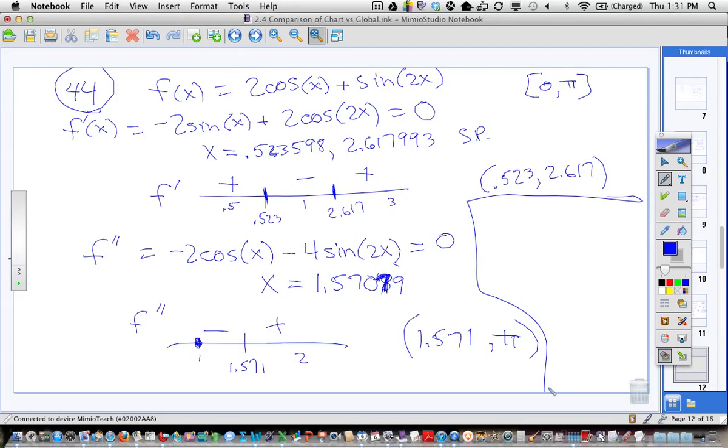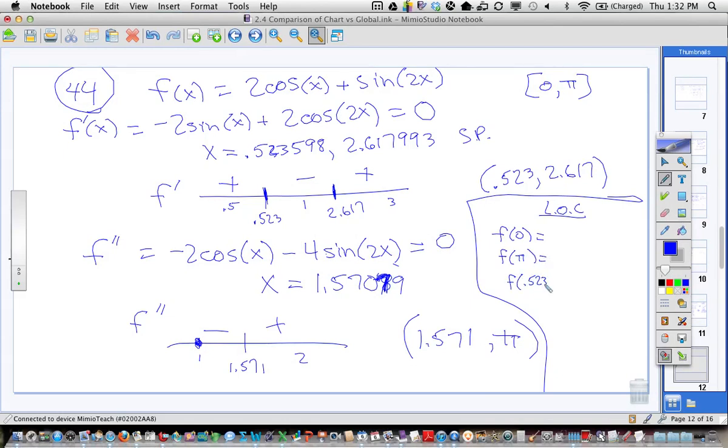One last thing. C. Find the max and min values. What's that mean? Global max and min is what that means. Find the max min values means the greatest and littlest value. That's global max min. We need a list of candidates, which are stationary points and endpoints, and we plug them where? The original F. So we need F of 0. We need F of pi. We need F of 0.5.